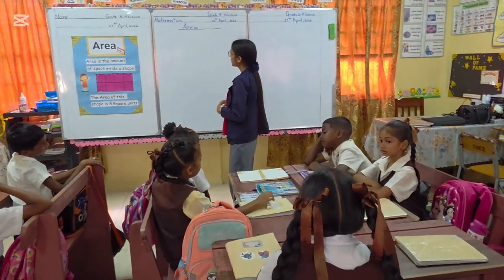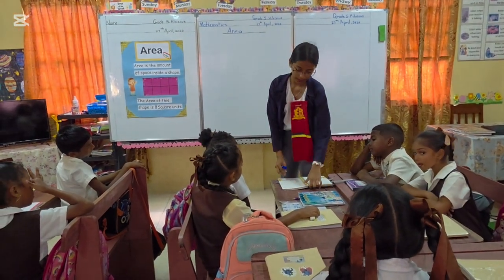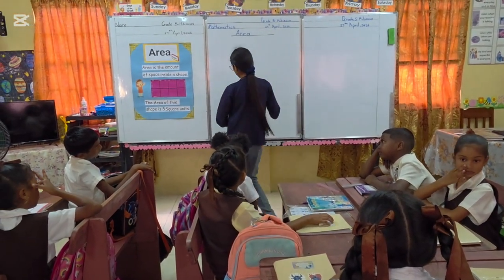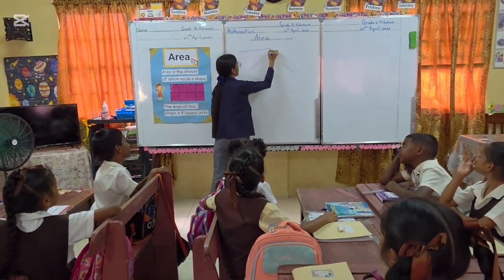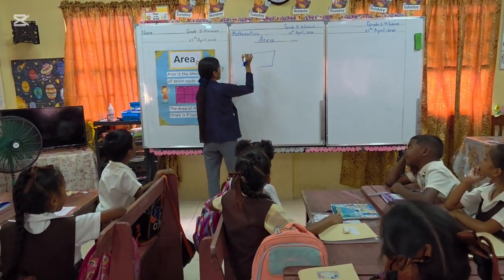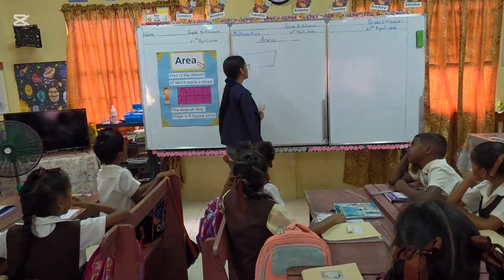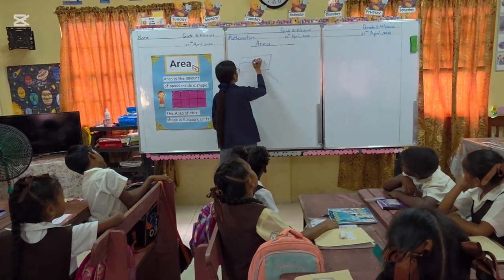So let's take a look at this one here. Look carefully at what I'm doing. I'm drawing, what kind of shape is this? Rectangle. Now I'm going to divide this rectangle into tiny squares.